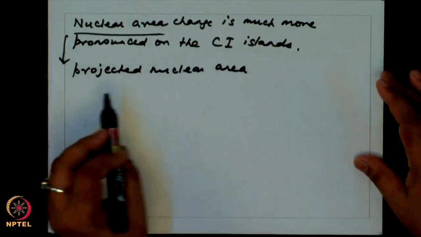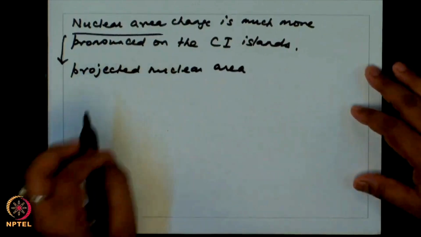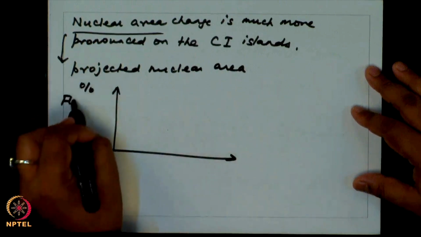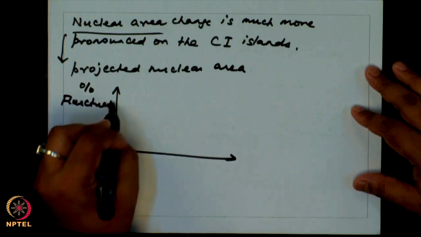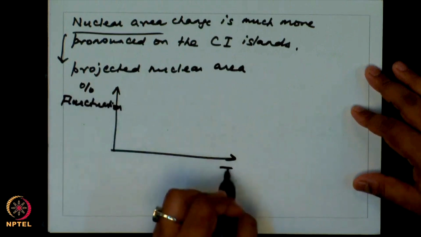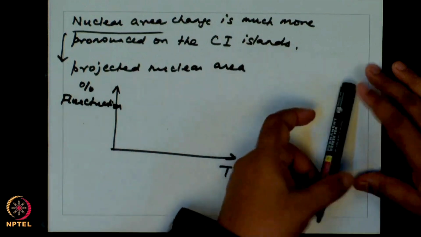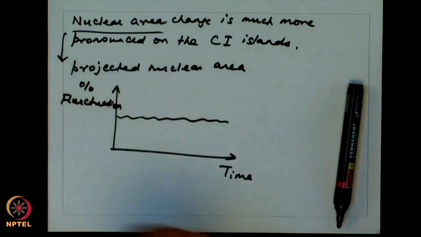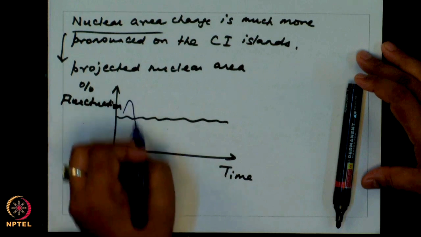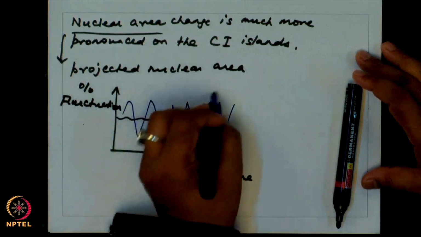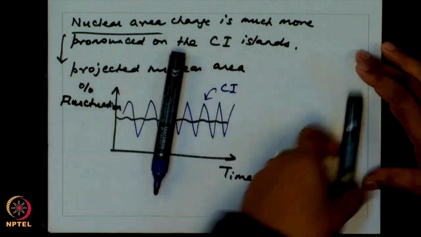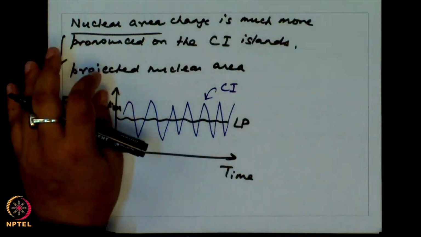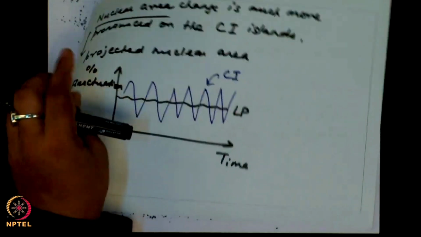To quantitatively detect how much the nuclear area changes, they plotted the percentage fluctuation in the projected area. This is your time axis. On the LP islands, if this was the fluctuation, on the circular islands the fluctuation was much more. So, this is on the constrained CI islands and this was on the LP islands. This confirms that the area fluctuation is significantly higher on the rounded islands.